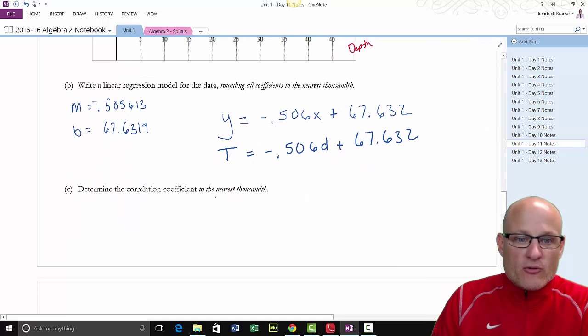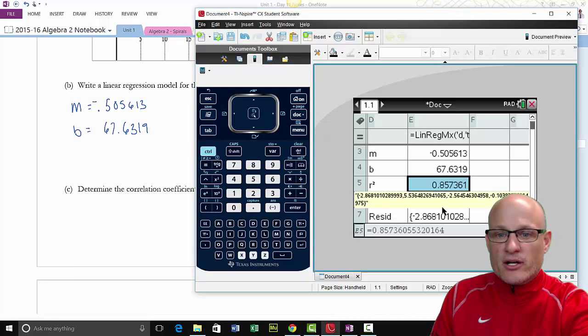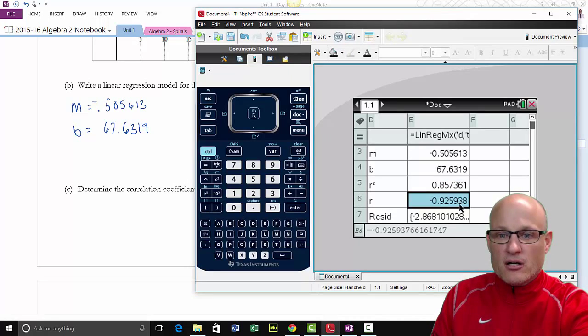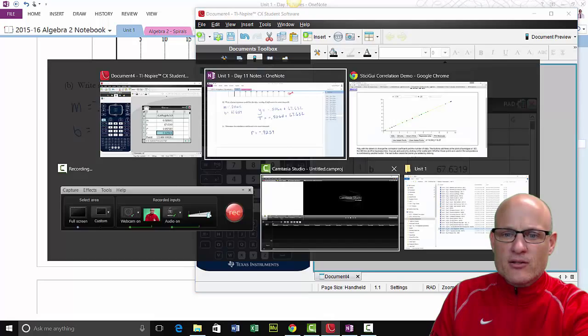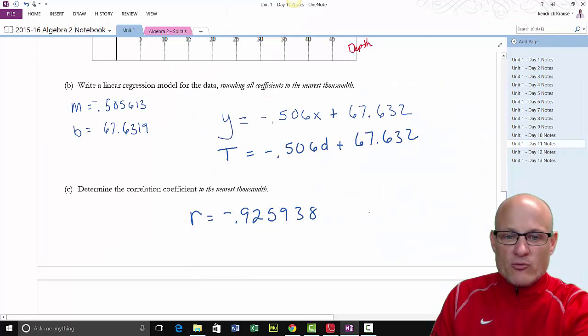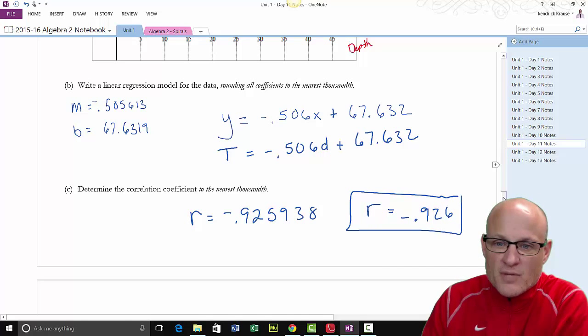Determine the correlation coefficient to the nearest thousandth. The correlation coefficient is R. I'm going to click on R, not R squared, R. So it is negative 0.925938. Rounded to the nearest thousandth, R equals negative 0.926. Pretty high. All right, let's move on.